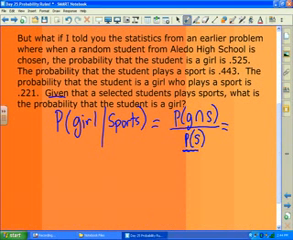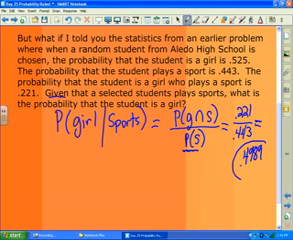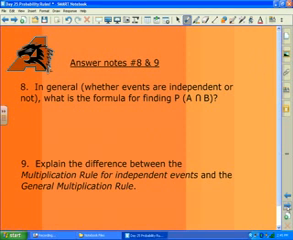So what was our girls and sports? 0.221. What's our sports at Aledo High School? 0.443. And so that would be our conditional probability. So of all the sports players, about half of them are girls, is what that's saying.